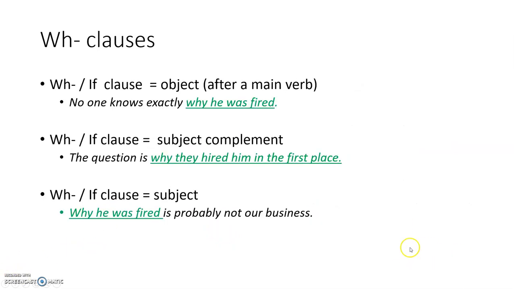Okay, with WH clauses, here are a few more examples. Used as an object: No one knows exactly why he was fired. QSV, right? The question is why they hired him in the first place. QSV. Again, this one is a complement, so this question is equal to this subject. And then the last one, why he was fired is probably not our business. In this case, it's a subject.